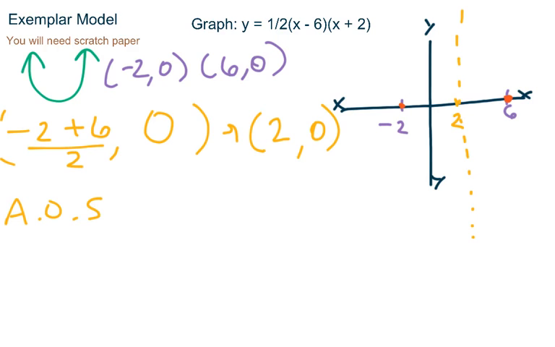And remember, an axis of symmetry is an equation. It is not a number. It is an equation. It is a line. And that is x equals 2. Okay? Now we're almost there.